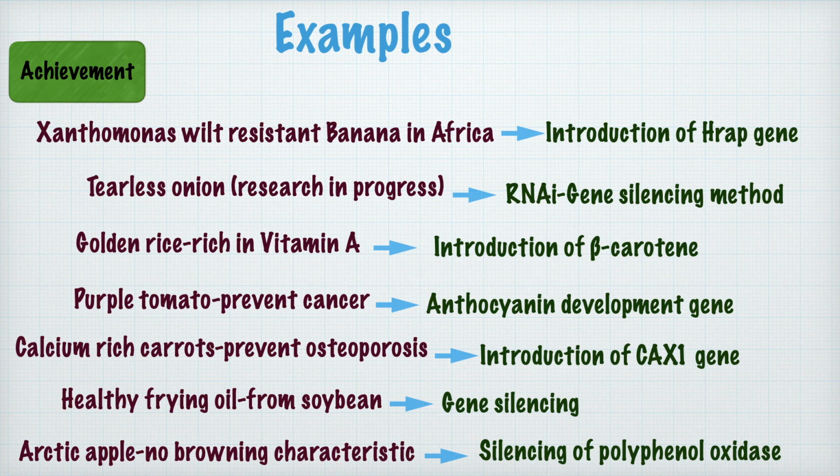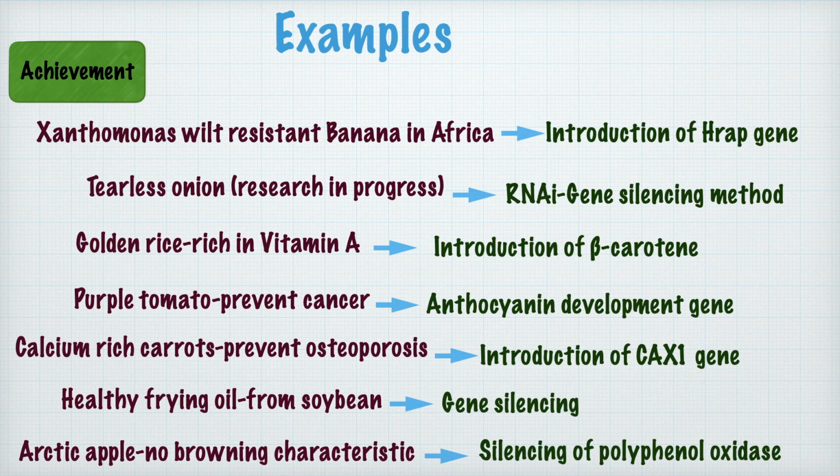It achieved success through the introduction of beta carotene in the rice variety. And another one is purple tomato, which prevents cancer, and it was developed in Israel through the anthocyanin development gene. Another one is calcium-rich carrots. This carrot is useful to prevent calcium deficiency related problems such as osteoporosis, so that people will have health benefits by consuming this carrot. And it achieved success through the introduction of the CAX1 gene.